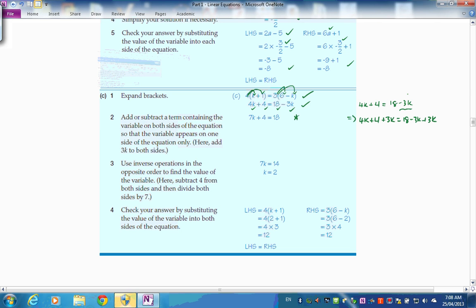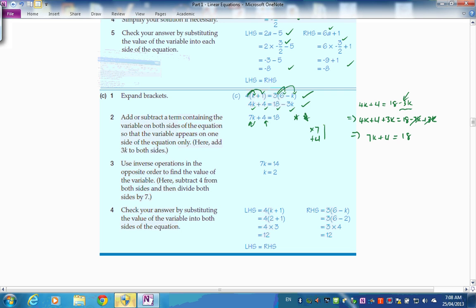And because I've got a negative and I'm adding it, that will disappear. So this will be 7k plus 4 equals 18. Okay, that's how they got this line over here. So just check that. If it's neg 3k and I want to remove that neg 3k, I'll add 3k. And then it's going on as before. K has been times by 7 and 4's been added.